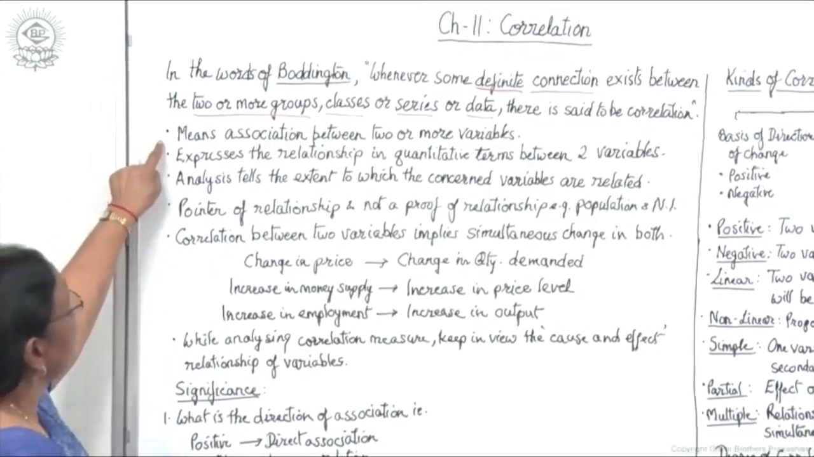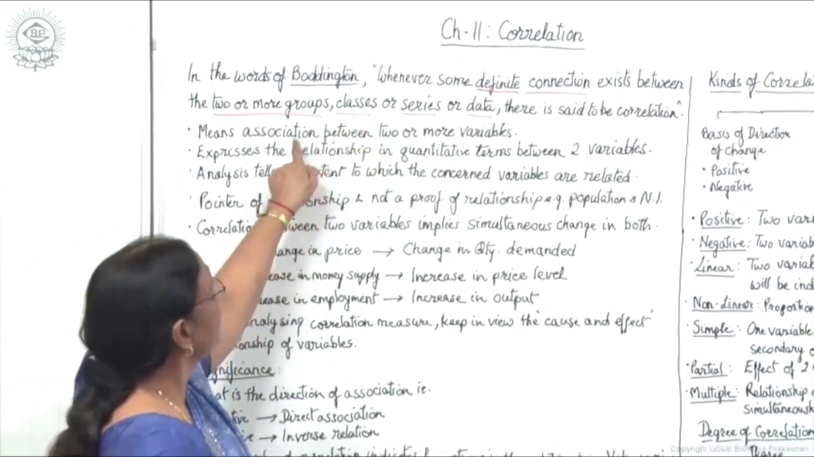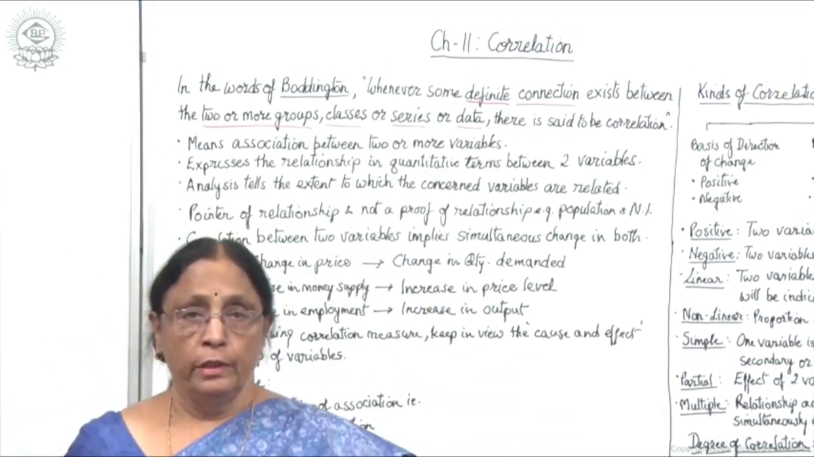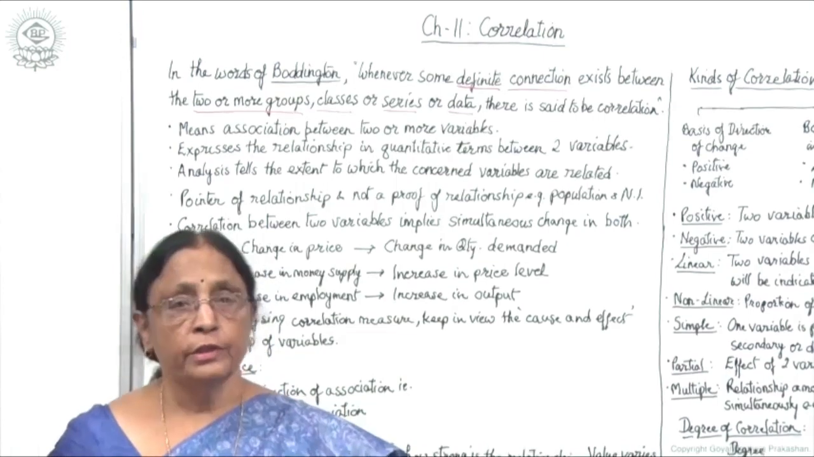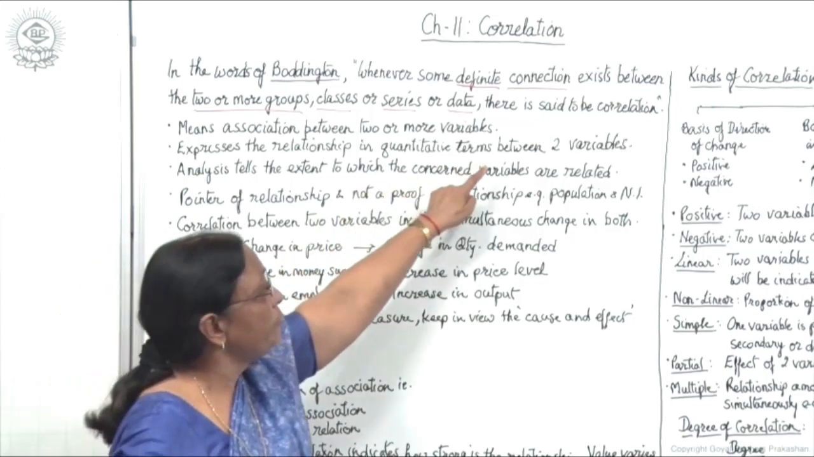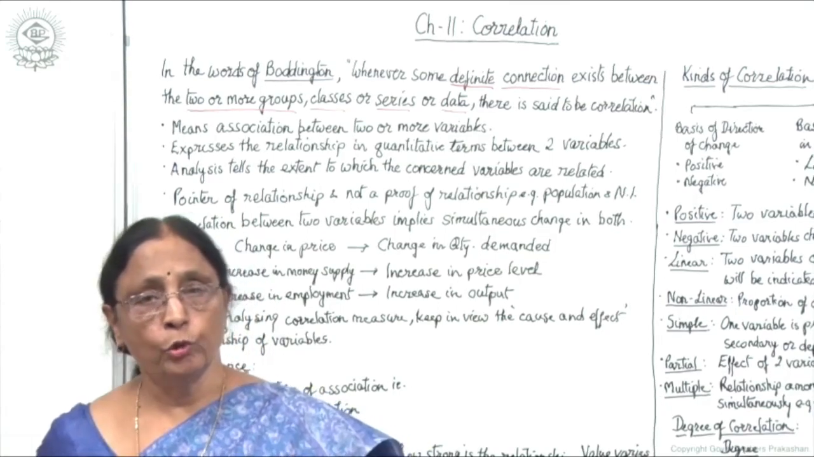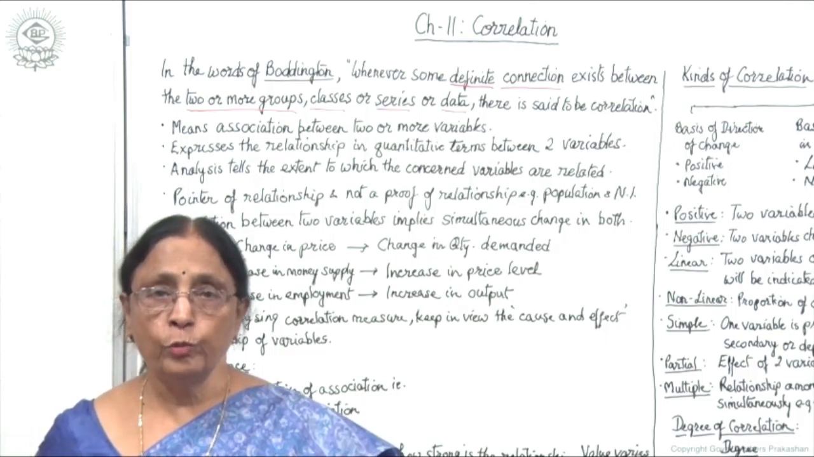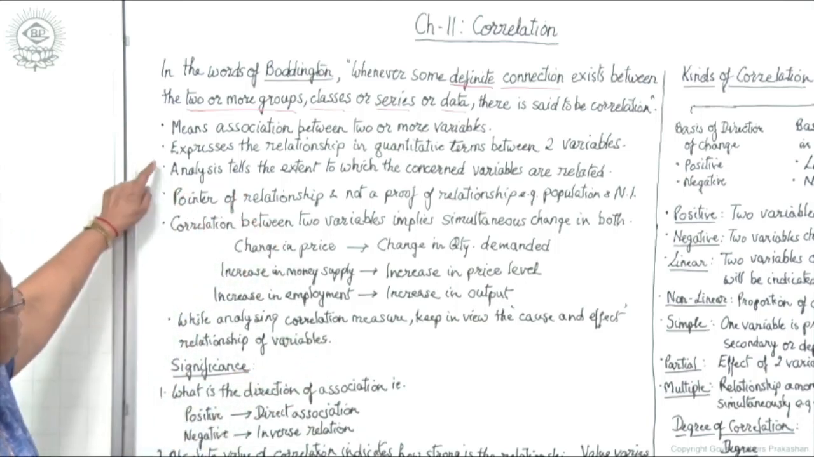Now, correlation means association between two or more variables. As we have stated here, it shows the association between two or more variables. It may be two or more than two variables. If there is an association or connection, this is known as correlation. It expresses the relationship in quantitative terms between two variables, not qualitative terms, but in quantitative terms. The relationship between two variables is shown in quantitative terms with the help of correlation.